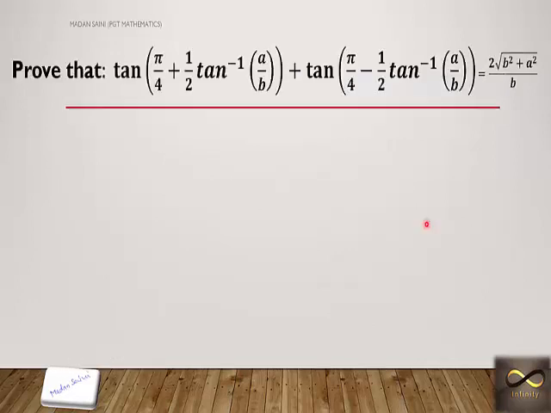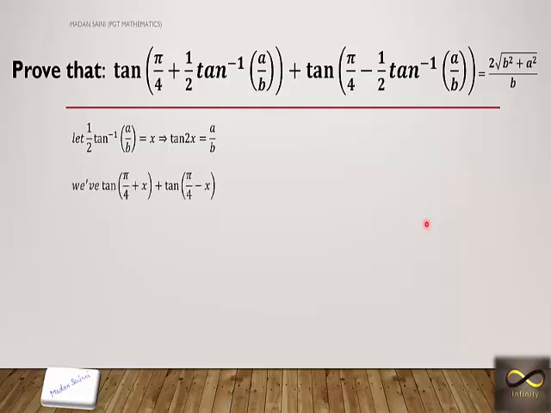In the next question, we have to prove this expression. So we'll start with the left hand side by letting half tan inverse a by b is equal to x. Shifting 2 and tan inverse on the right hand side, you will have tan 2x is equal to a by b. So the given expression on the left hand side will be tan pi by 4 plus x plus tan pi by 4 minus x.